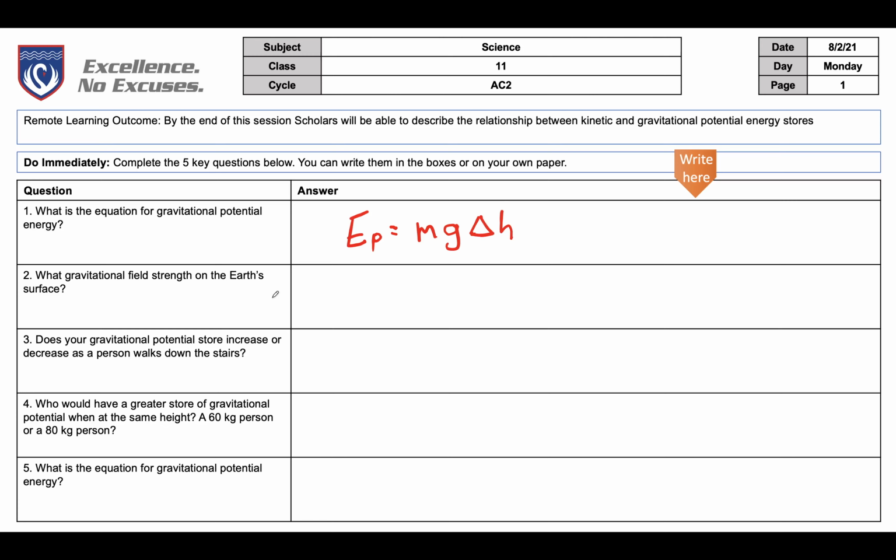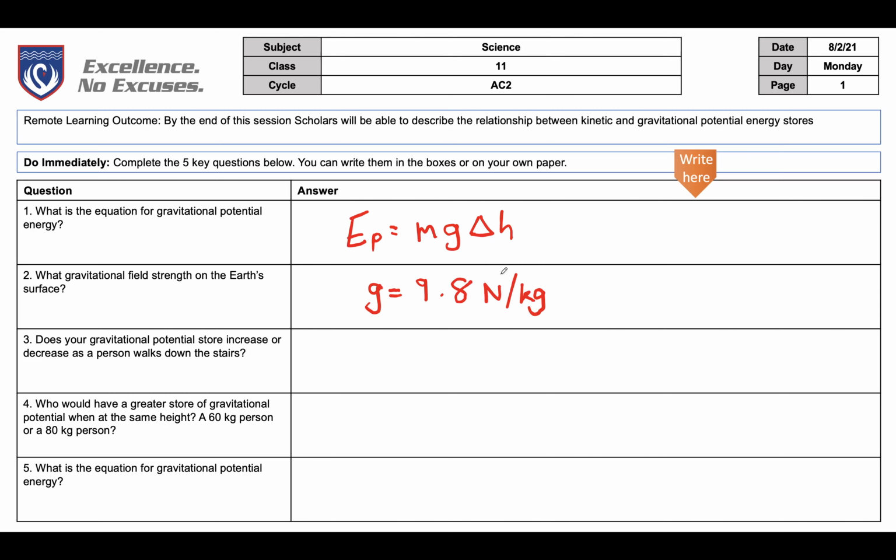Next, what is gravitational field strength on Earth's surface? So that's the g from our equation, and we need to use 9.8 newtons per kilogram. If we looked at this in Key Stage 3, then we would have said it was 10 newtons per kilogram. When we go on to A level, it will be 9.81, but for now we'll stick with 9.8.